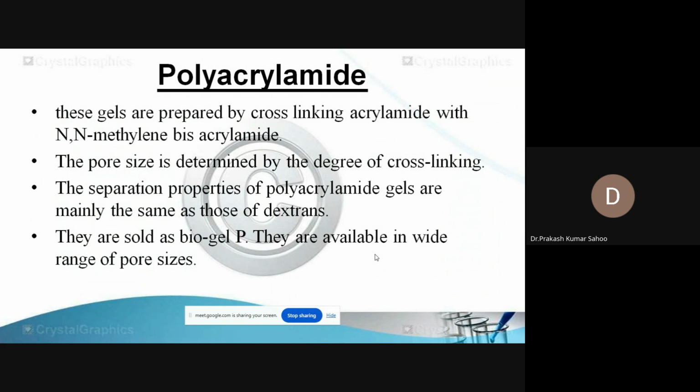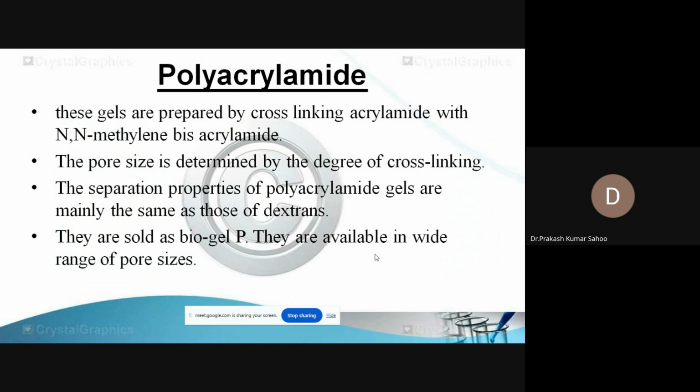Polyacrylamide. This is another substance which is used as the stationary phase for size exclusion chromatography. These gels are prepared by cross-linking acrylamide with N,N'-methylene bisacrylamide. The pore size is determined by the degree of cross-linking. The separation properties of polyacrylamide gels are mainly the same as those of dextran.